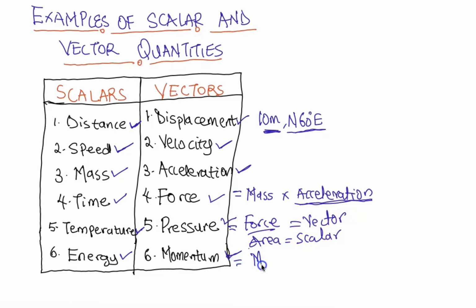Now, the same goes for momentum. Momentum is simply mass times velocity. Though mass is scalar, velocity here is a vector quantity. So automatically, momentum is a vector quantity. So that's a simple trick. But then I'll tell you something on the next slide.